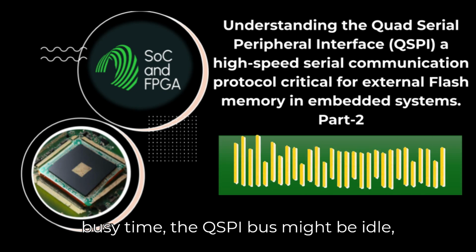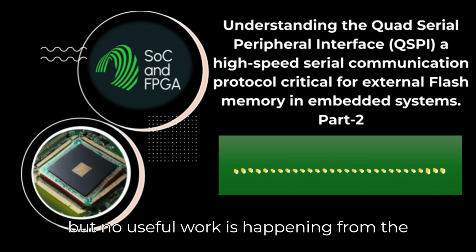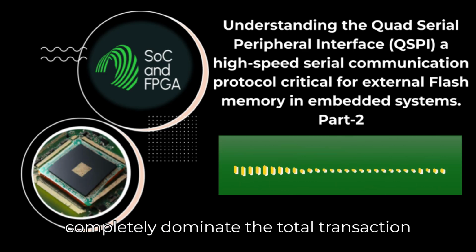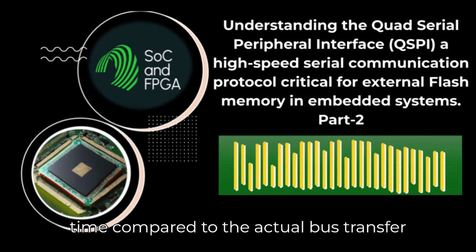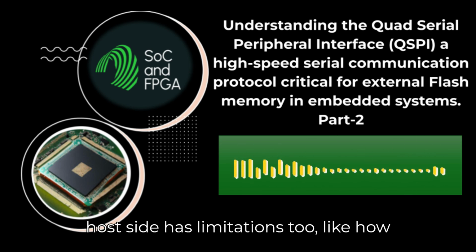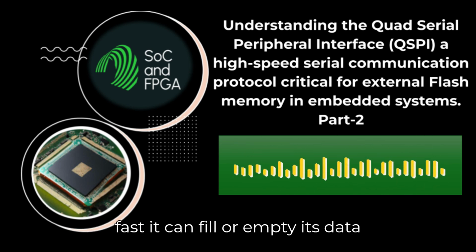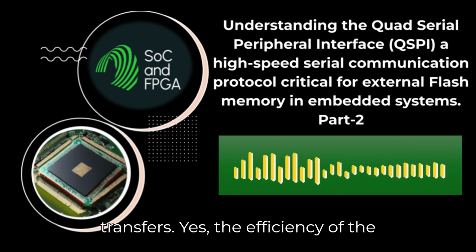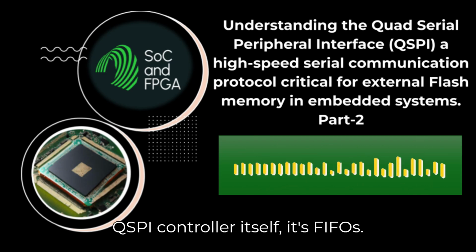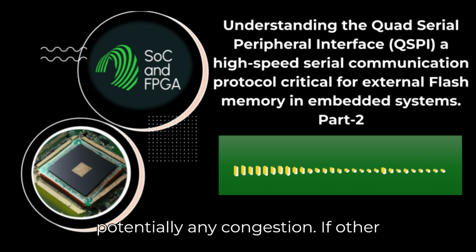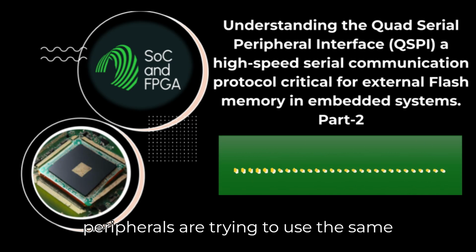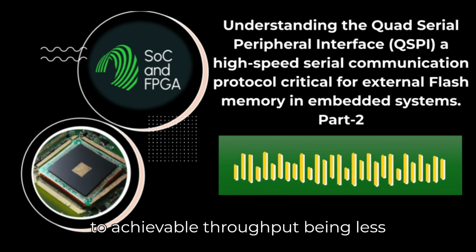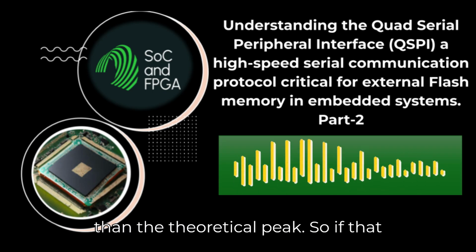During that internal busy time, the QSPI bus might be idle, but no useful work is happening from the perspective of overall throughput. Those internal write erase times often completely dominate the total transaction time compared to the actual bus transfer speed. And maybe the controller on the host side has limitations too. Like how fast it can fill or empty its data buffers, FIFOs, or manage DMA transfers? Yes, the efficiency of the QSPI controller itself, its FIFOs, how well DMA is integrated, and potentially any congestion if other peripherals are trying to use the same internal bus within the MCU at the same time, all those can contribute to achievable throughput being less than the theoretical peak.